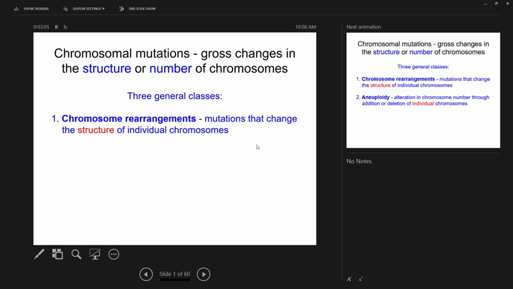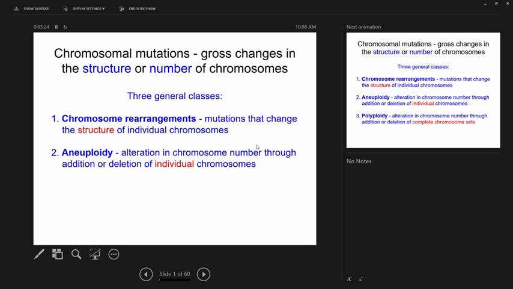All right, so the first thing we're going to talk about is chromosome rearrangements. So we've talked about this a little bit, like with the deletions we just talked about, inversions, we talked about in lab, and we're going to go over again, translocations, and some more that we're going to cover. Then the second thing is we're going to talk about aneuploidy.